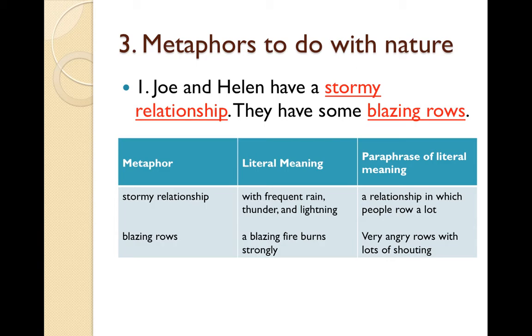But the paraphrase of the literal meaning is a relationship in which people row a lot. So they have a lot of arguments, right? So stormy relationships. Flashing rows, so the literal meaning is flashing, the fire burns strongly, and the metaphorical meaning, you can say a paraphrase of the literal meaning or metaphorical meaning, is very angry rows with large shouting, right? So they usually have arguments shown in highlands.